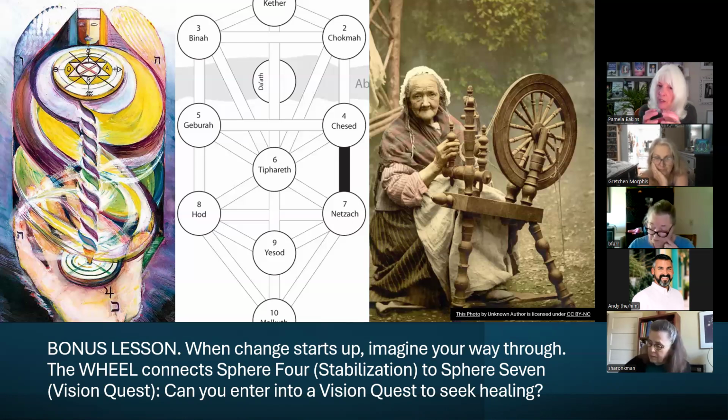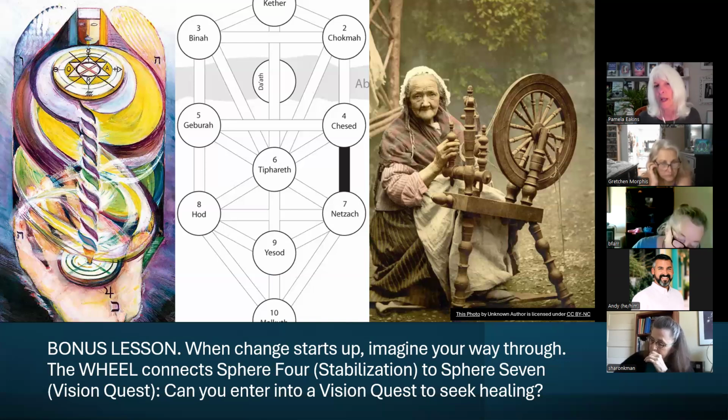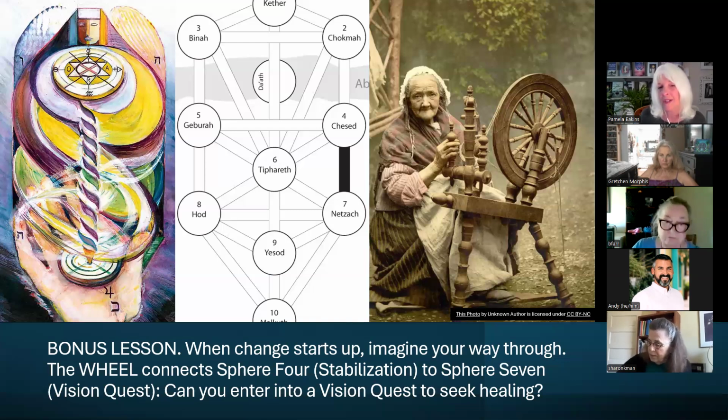Okay, so if you feel the stabilization starting to break up, instead of going straight into the breakup, you can go a different direction. You can go into the vision quest to seek healing. Okay, some kind of a visionary experience. And so take the path of the Wheel of Fortune, know that everything's changing, move into sphere 7, because normally what we're going to be doing is moving straight into sphere 5, which we'll talk about next time. But here's a sideways way out. Can you enter into some kind of visionary experience and seek healing?